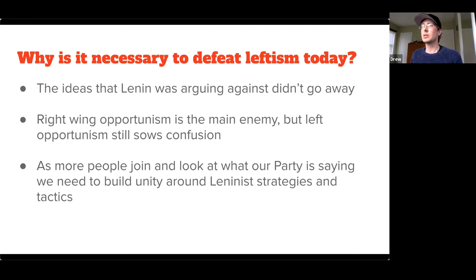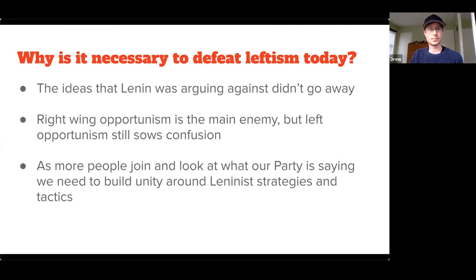As increasing numbers of people turn towards socialism and start asking questions about the most effective path towards socialism, it's absolutely necessary that we update our application of Leninist strategies and tactics to the Canadian context. So this is one educational session, but I'm hoping it is a small piece of the puzzle, and that we can have some discussion that helps clarify things.